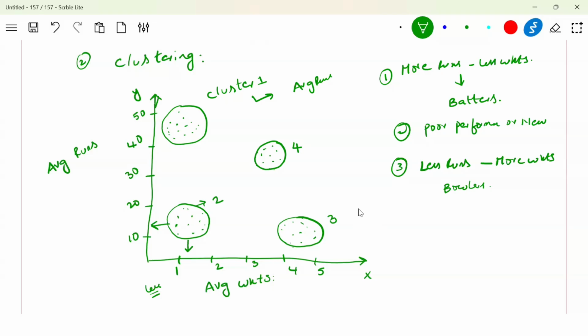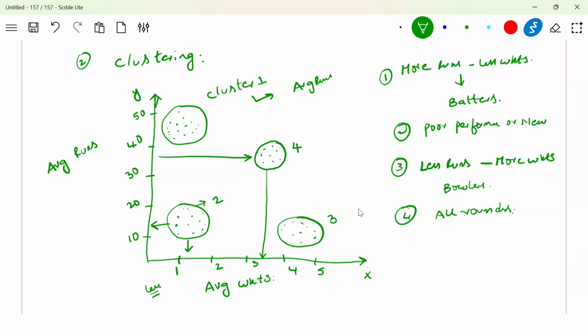right? So if you see this cluster 4, their average runs are more. Okay, it's considerably good, and they have good average wickets also. So average runs are good, average wickets are good. So who might be those? They are nothing but all rounders.